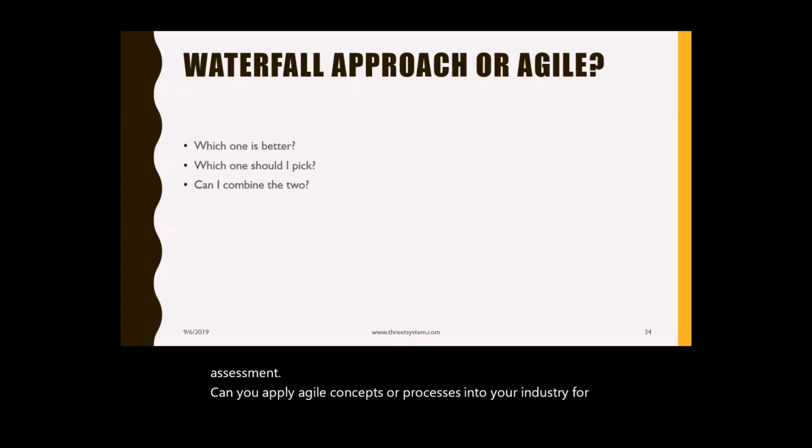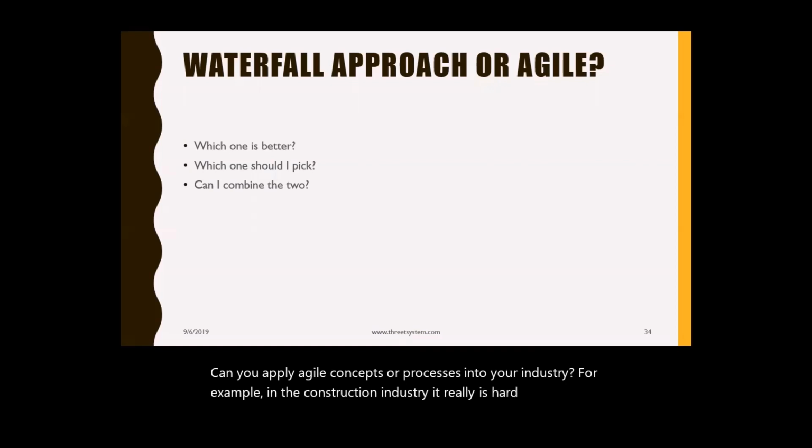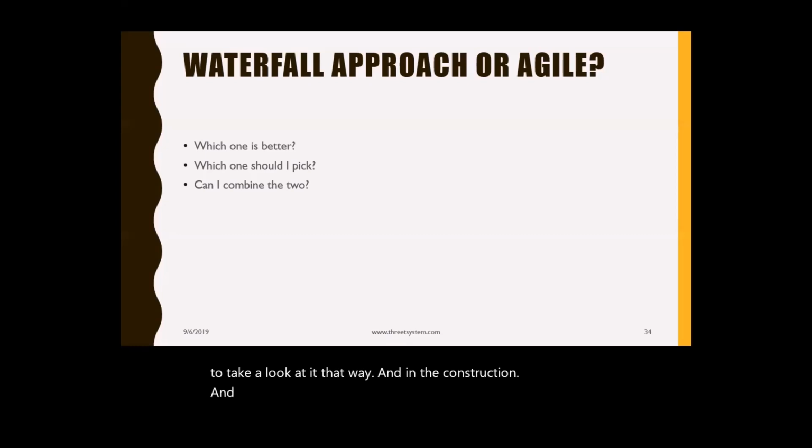For example, in the construction industry, it really is hard to apply all of the processes or steps of what the Agile Manifesto wants us to do. So you have to take a look at it that way. And in the construction industry, really the waterfall approach works best. And if that's the case, then you utilize the project management approach, the step-by-step approach, to run your project. And really, that's when you can decide which one to pick. And that decision needs to come from the assessment that you're going to do.